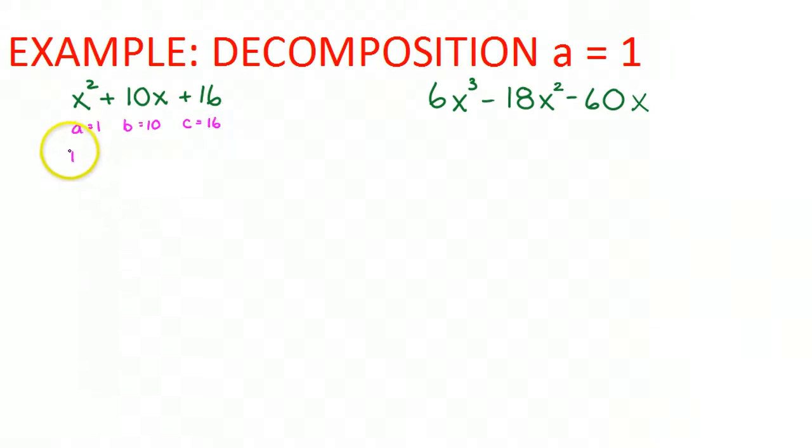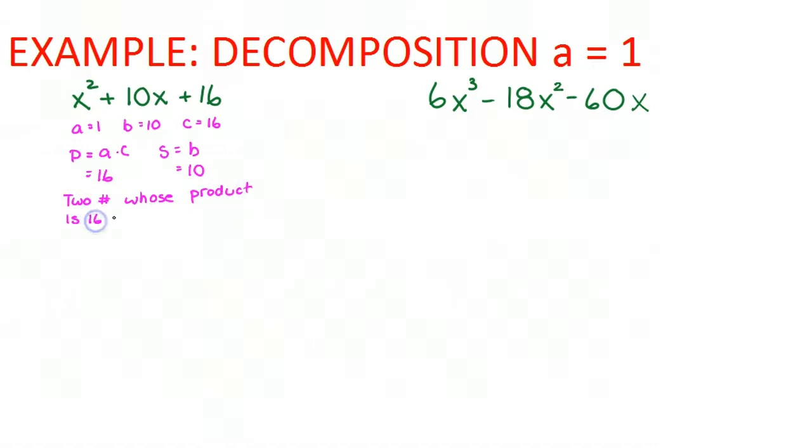So what we want to find is our product. And our product is always defined as a times c. So in this case, it will be 1 times 16, which is 16. Then we want our sum. Our sum is always our b term, so it's 10. So I ask myself, what are two numbers whose product, which is times, is 16 and sum is 10.